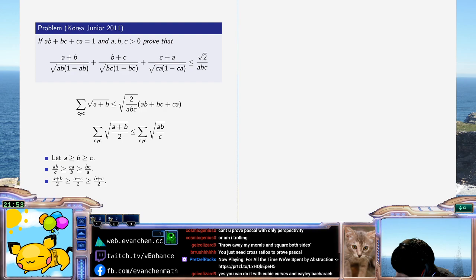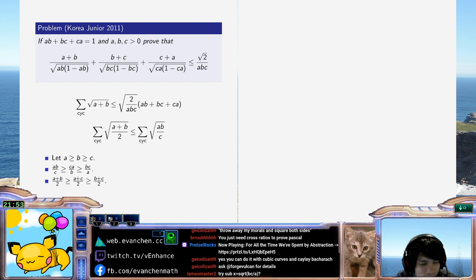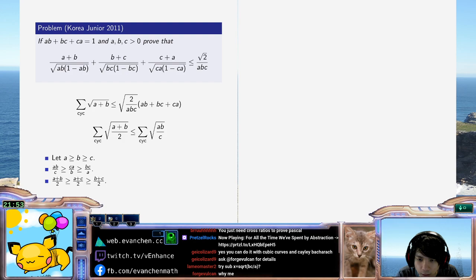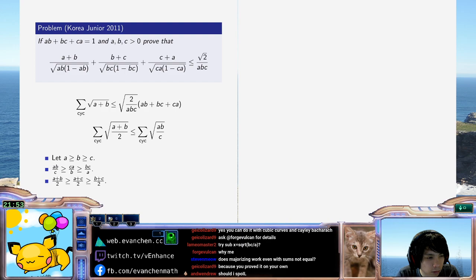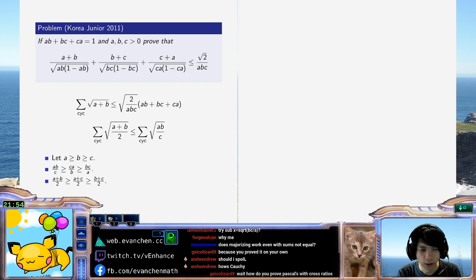Should I just square both sides? x equals 3 bc over a. Yeah, that's probably reasonable. Alright, let's do that. So forget the Karamata thing I said, it doesn't even work. Let's let x equals the right hand junk, bc over a. So we want... Does majorizing work with sums not equal? I don't think so. You would need some additional hypothesis on the function because it's like an apples oranges type thing. The things you want to happen don't really work out.